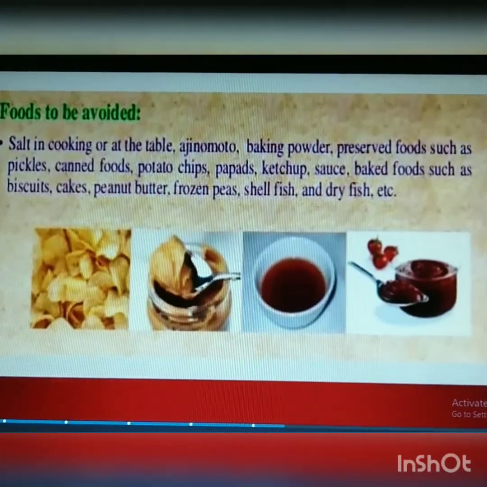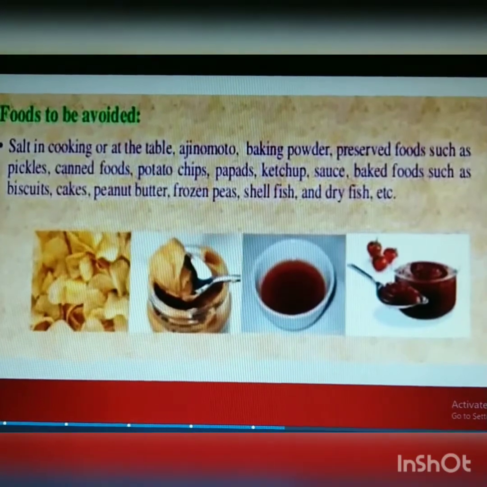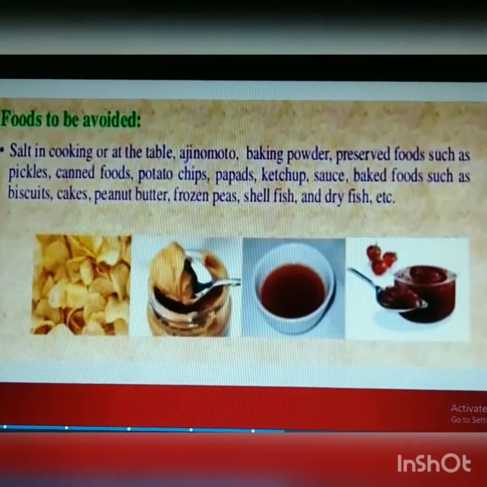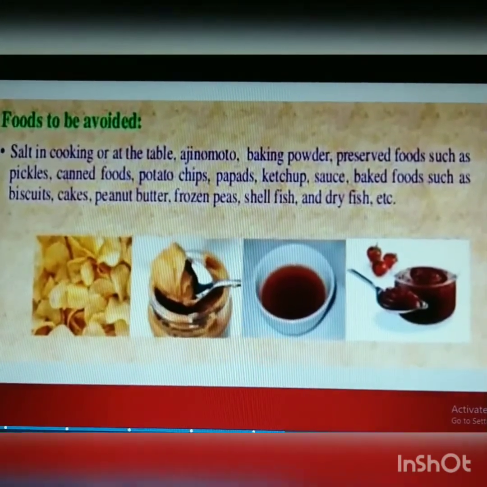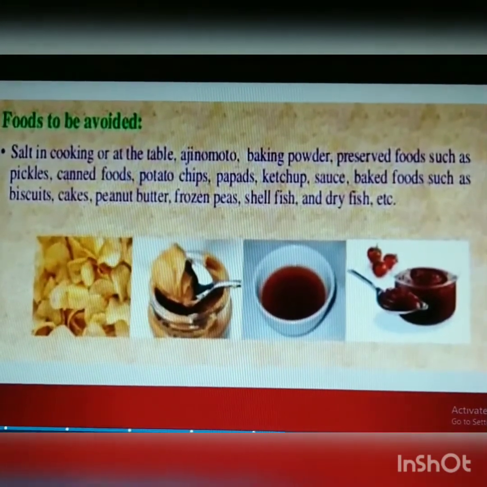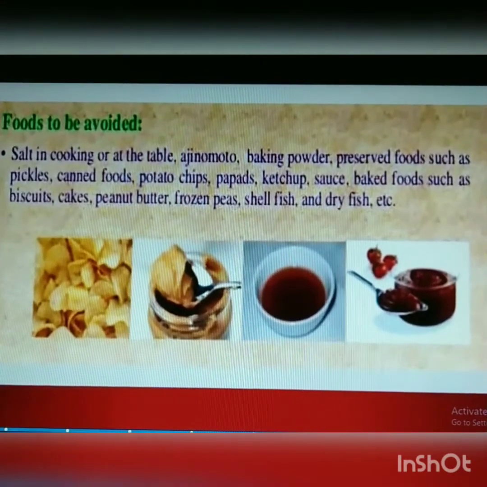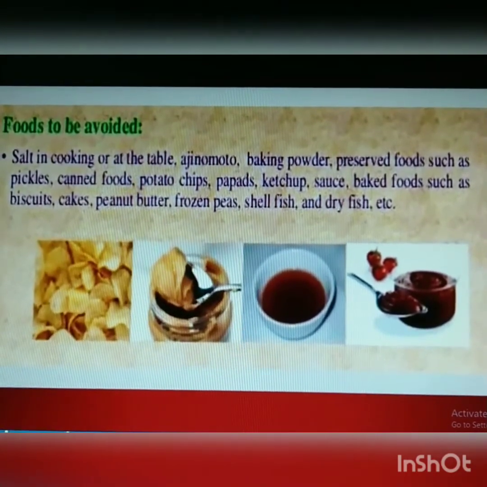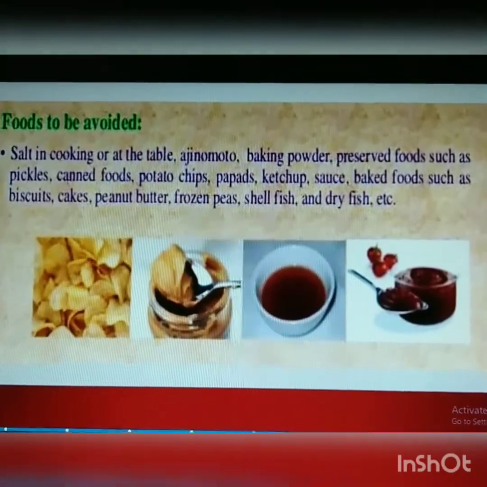Next are foods to be avoided. Salt in cooking or at the table, Ajinomoto, baking powder, preserved foods such as pickles, canned foods, potato chips, peppers, ketchup, sauce, baked foods such as biscuits, cakes, peanut butter, frozen peas, shellfish and dry fish, etc. All this should be avoided in hypertension cases.